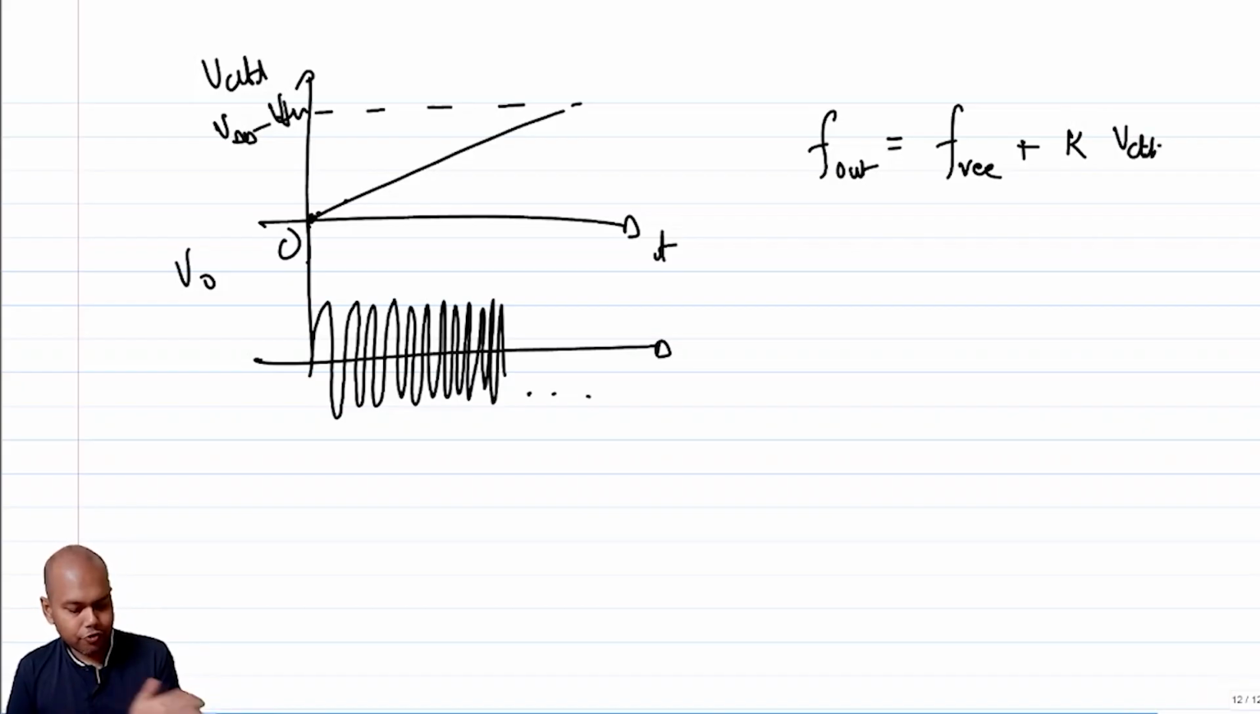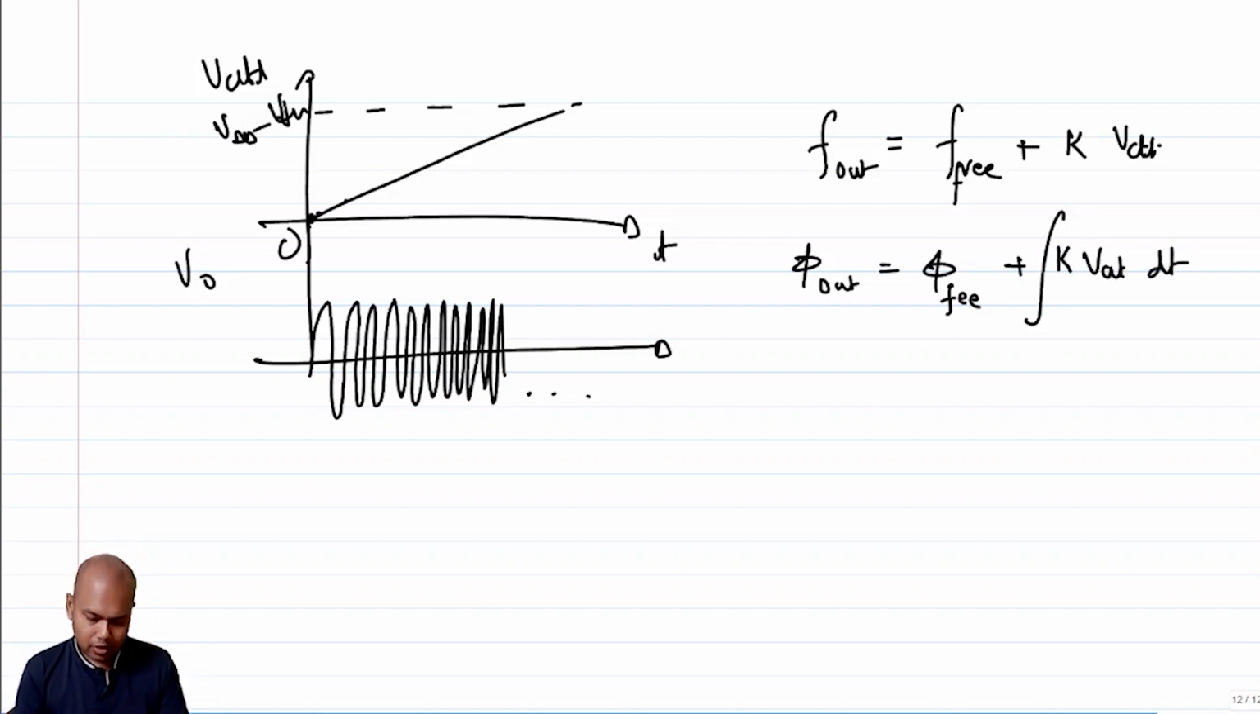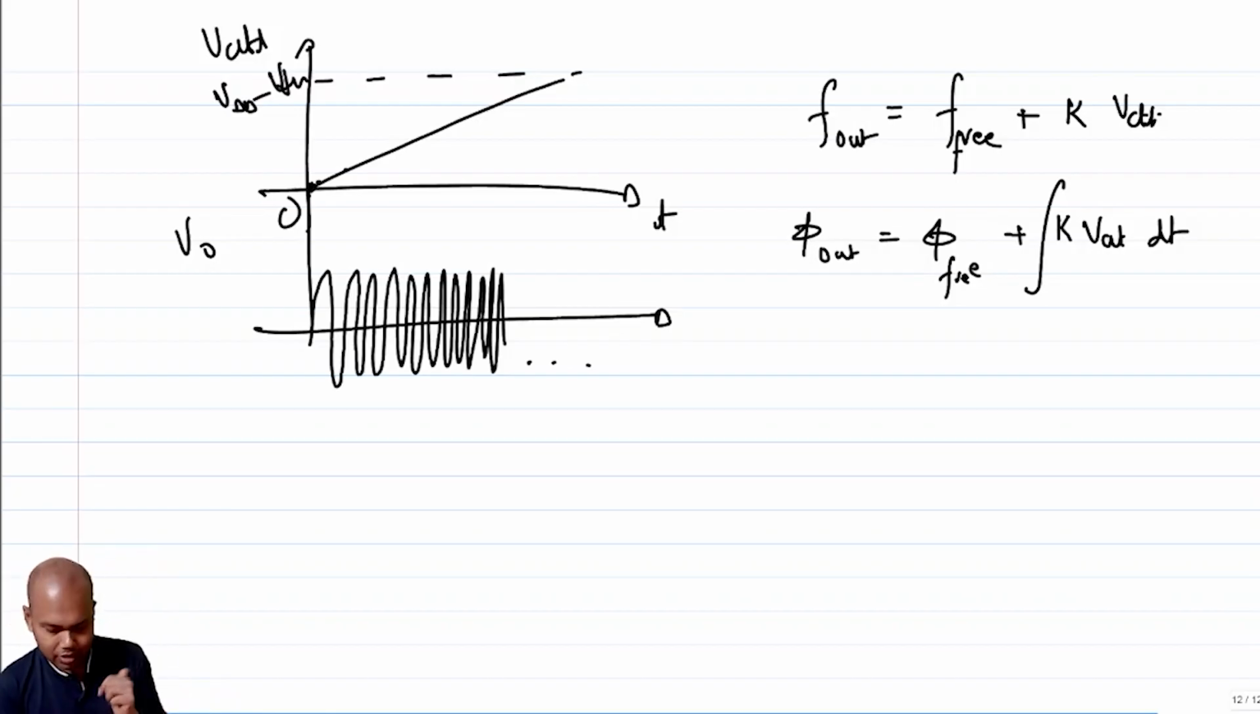And what is the relationship between phase and frequency? That is that of integral, right? So essentially, phi out is equal to phi free plus integral of K times V control times dt, right? Okay. So this is something that we should keep in mind going forward, because there is an integration operation between V control and the phase at the output. So that will be important in the next part of the discussion. We should keep that in mind.